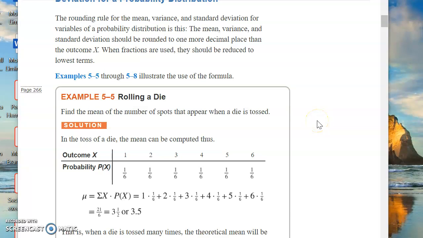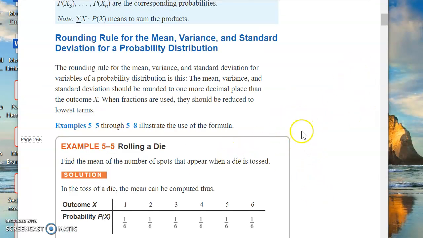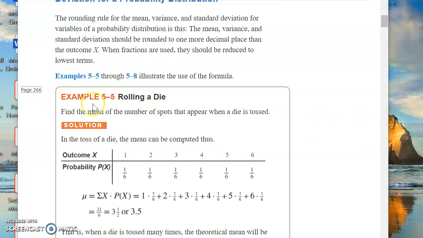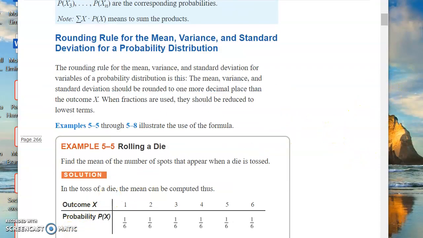All right, folks, we're back. This is section 5-2. This is recording number 2. And where we left off, we were just going to start talking about this example 5-5. Examples 5.5 through 5.8 are being used to illustrate this formula right here.